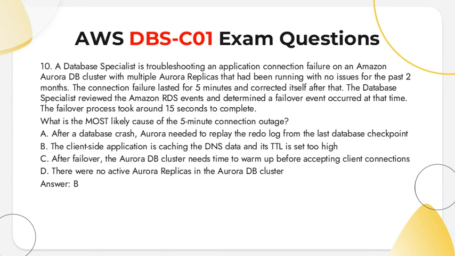A. After a database crash, Aurora needed to replay the redo log from the last database checkpoint. B. The client-side application is caching the DNS data and its TTL is set too high. C. After failover, the Aurora DB cluster needs time to warm up before accepting client connections. D. There were no active Aurora replicas in the Aurora DB cluster. Answer: B.